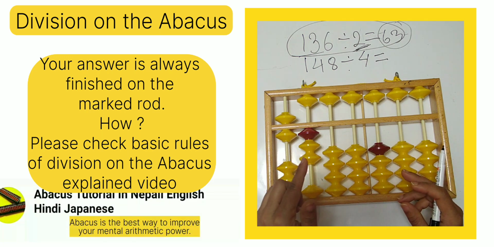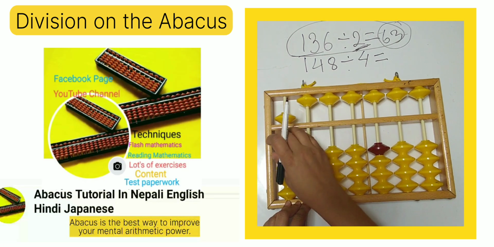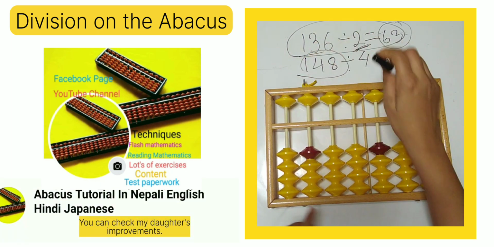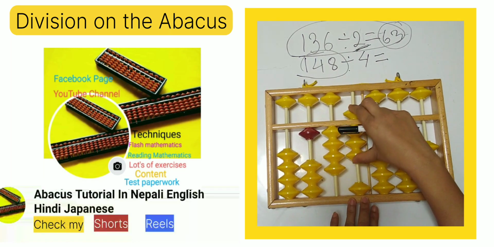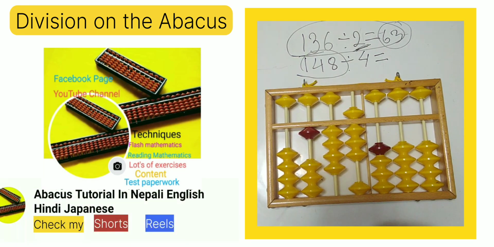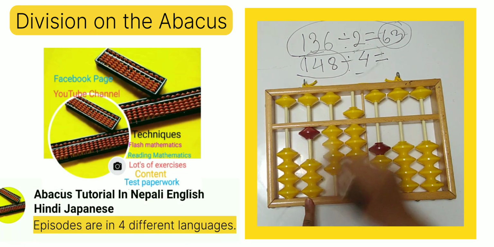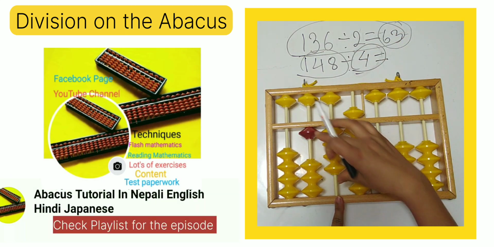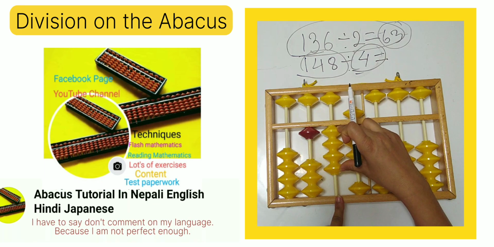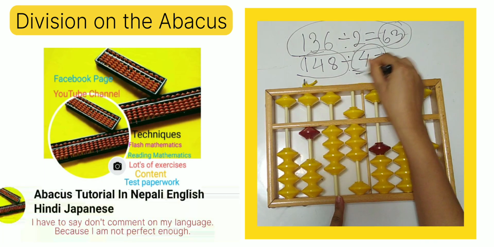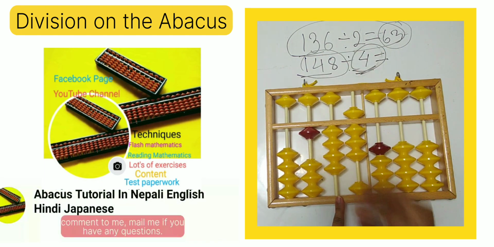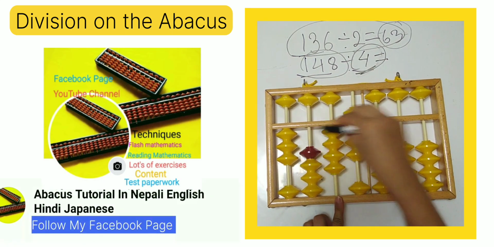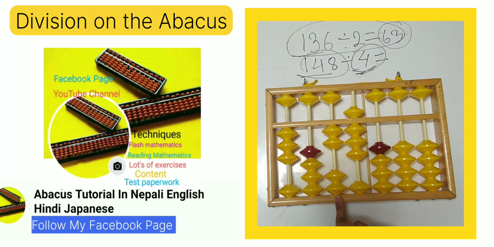Let's go to another question. Okay, reset your abacus. 148, our dividend. Place your dividend on the abacus. Take 1. 1 is smaller than the divisor. In this case, you have to take 2 digits. 1, 4, 14. Okay. 14 divided by 4. Your answer is 3. 4 3s are 12.